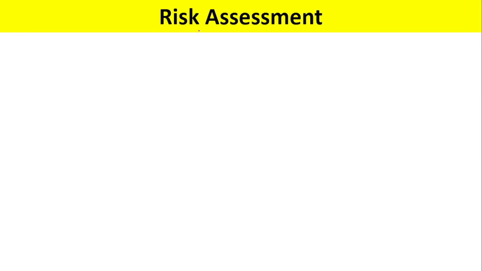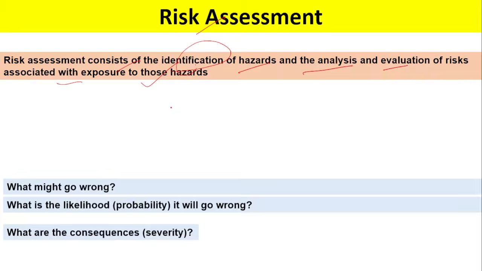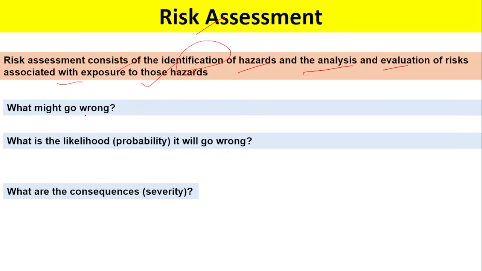The next step is risk assessment. Risk assessment consists of identification of hazards, as well as the analysis and evaluation of risks associated with exposure to those hazards. So basically, what are the questions that are asked during risk assessment? What might go wrong? What is the likelihood or probability that it will go wrong? And what are the consequences or severity of the harm?